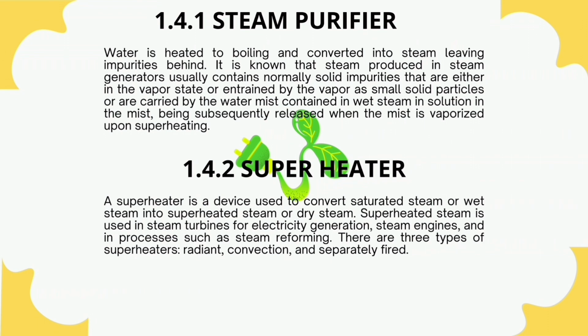And next component is a superheater. So superheater is actually a device that has been used to convert saturated steam or wet steam into superheated steam or dry steam. So superheated steam is used in steam turbine for electricity generation and steam engines, and in process such as steam reforming. There are three types of superheater. First is radiant, convection, and separately fired.